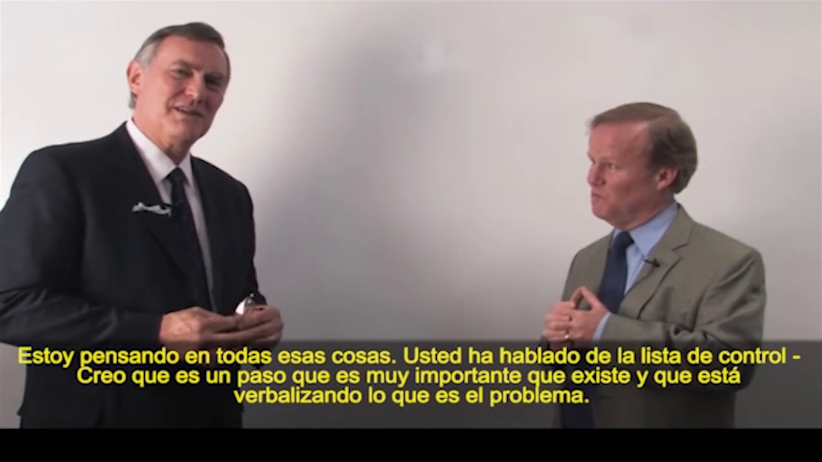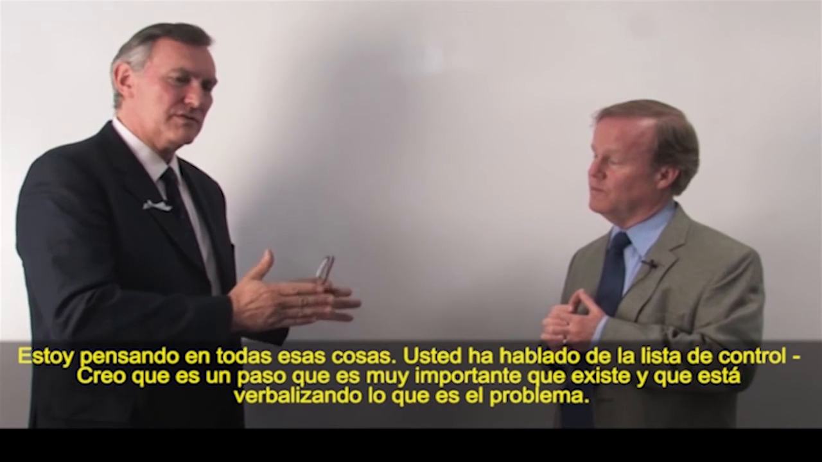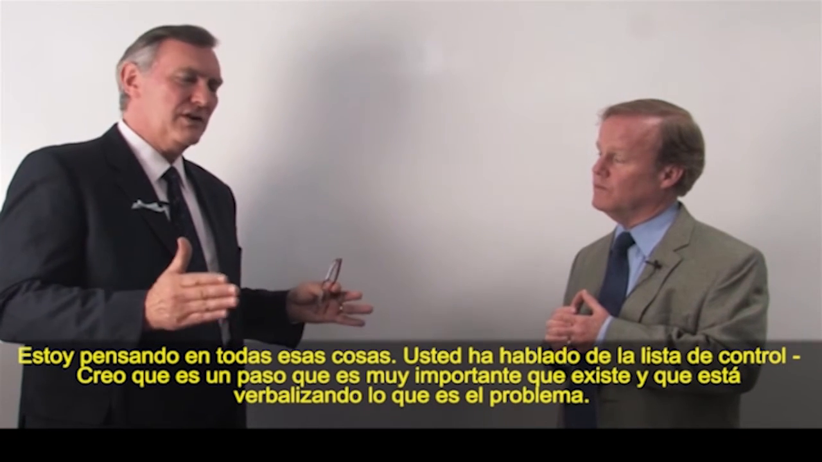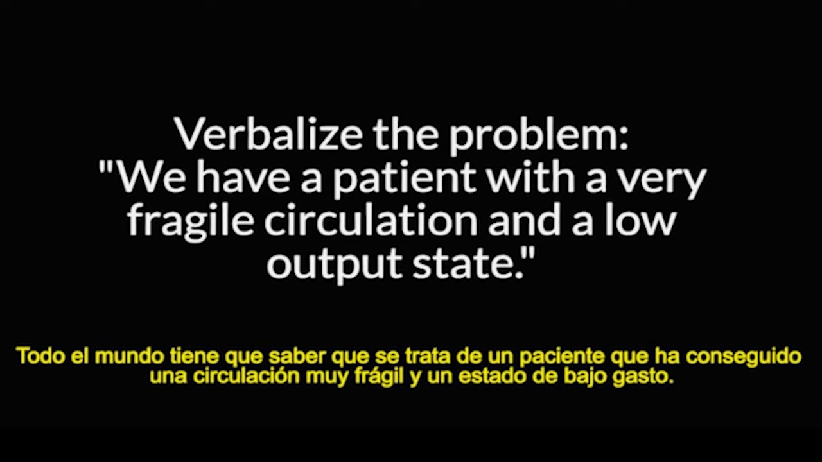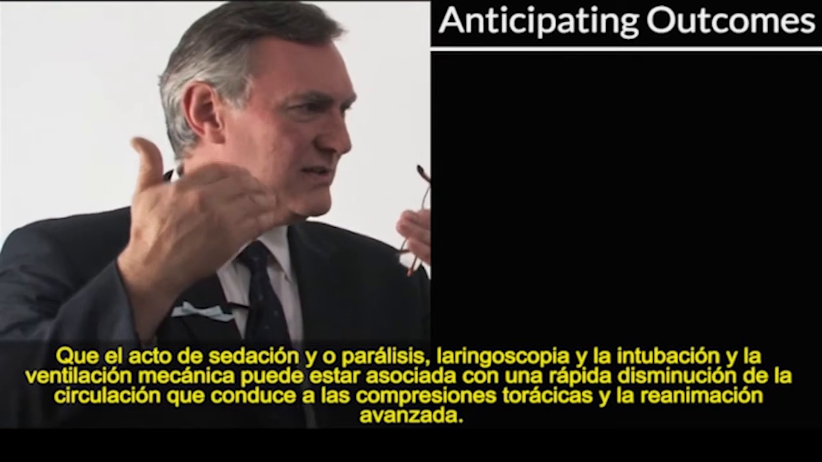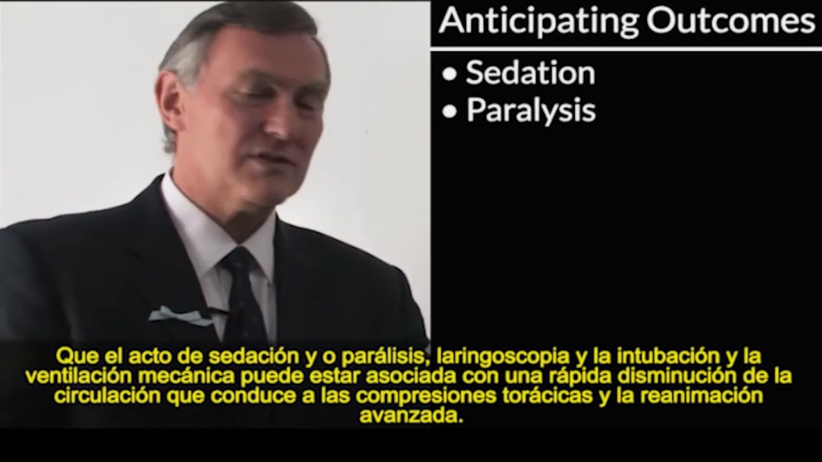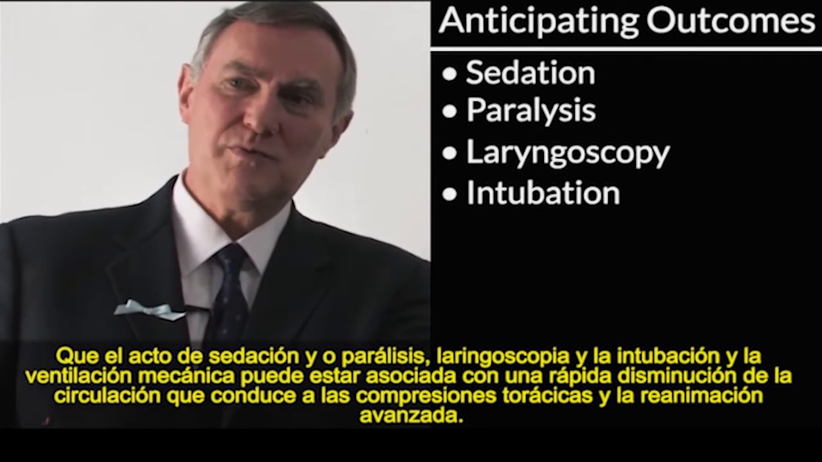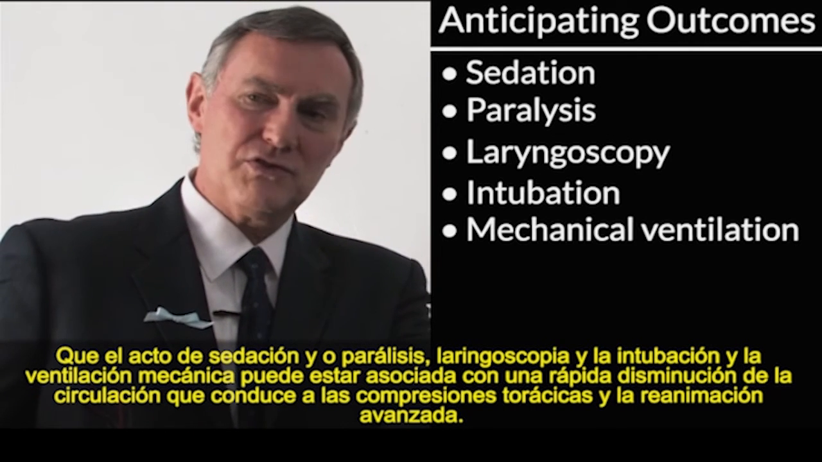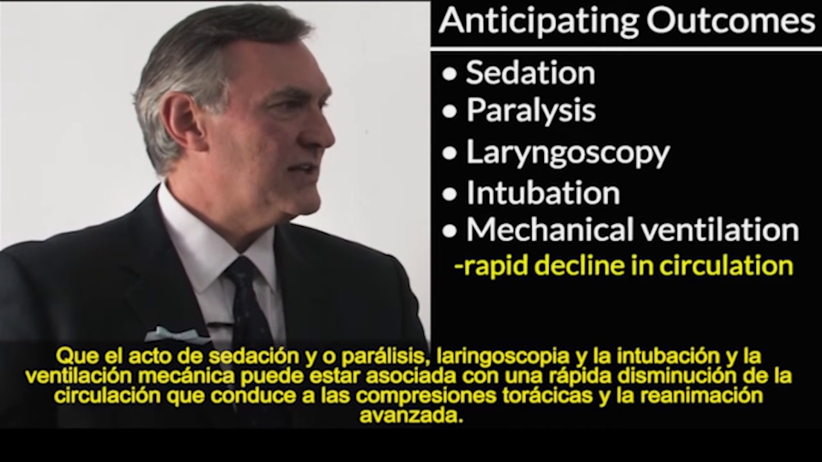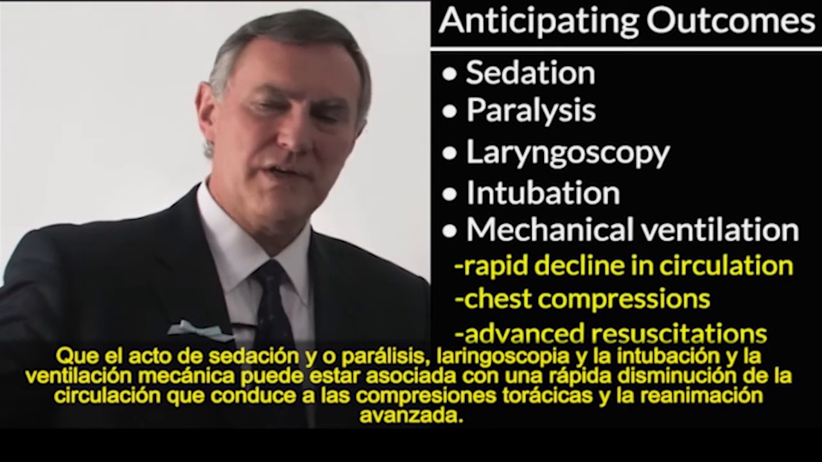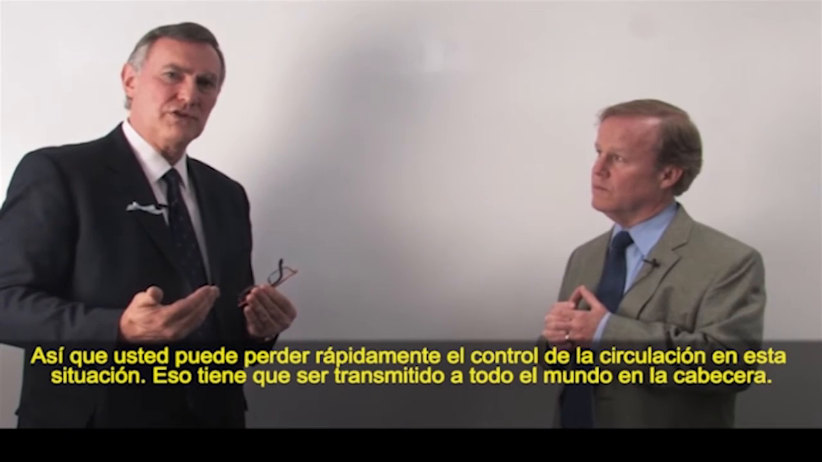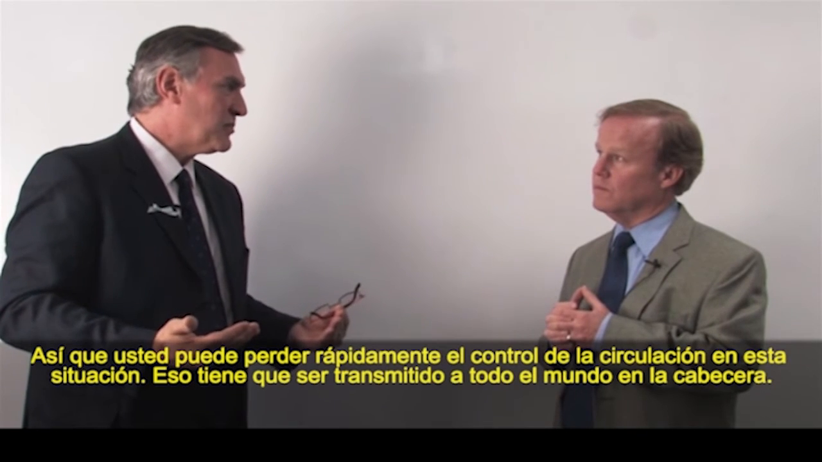I'm thinking about all of those things. You mentioned the checklist. I think there's a step that's very important there, and that is verbalizing what the problem is. Everybody needs to know that we're dealing with a patient who's got a very fragile circulation and a low output state, that the act of sedation and or paralysis, laryngoscopy and intubation, and then mechanical ventilation may be associated with rapid decline in the circulation leading to chest compressions and advanced resuscitation. So you can very quickly lose control of the circulation and the situation. That needs to be conveyed to everybody at the bedside.